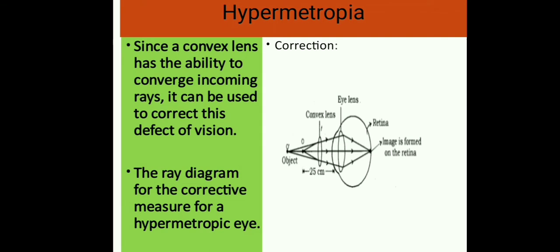Now come to the correction of hypermetropia. Since a convex lens has the ability to converge the incoming rays, it can be used to correct this defect of vision. On the right hand side of this slide, a diagram is given by which we can understand how a convex lens corrects the hypermetropic defect. If the object is placed at O dash, with the help of the convex lens we can see the image of the object, which is placed at O dash, formed on the retina.